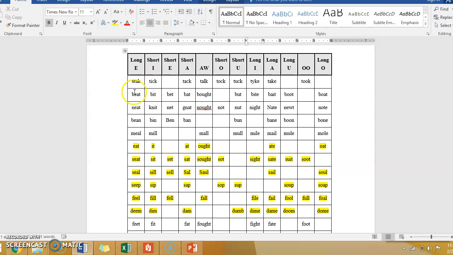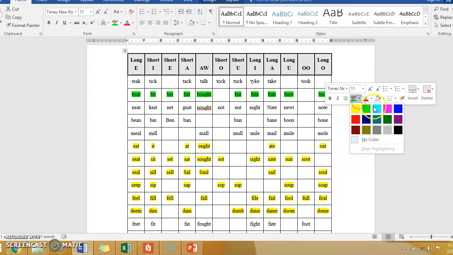Let's go down. Beat. I'm reading this, okay? For you not to get lost. Beat, bit, bet, bat, bought, but, bite, bait, long A, boot, boat. Let's read this one together. I hope you are practicing with me.